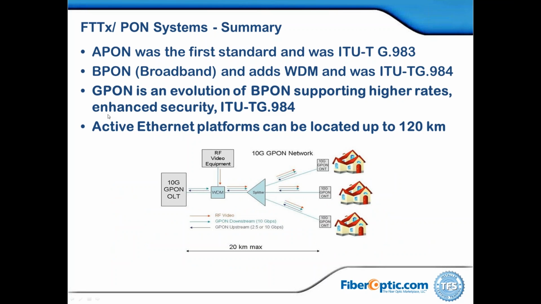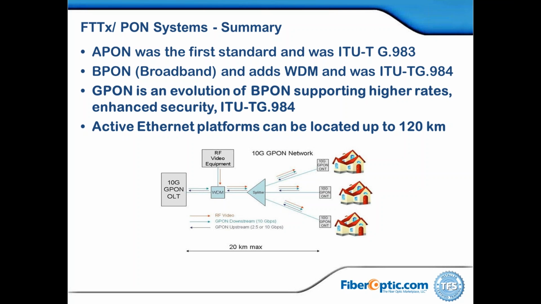Now, here's a pretty good layout. So APON was the first, and there are ITU standards that you often hear their bases. So it was G.983 was APON, 984 was BPON. So this is strictly an evolution. Then GPON was an evolution of 984, which supported higher rates and enhanced security than did the original 984 standard.